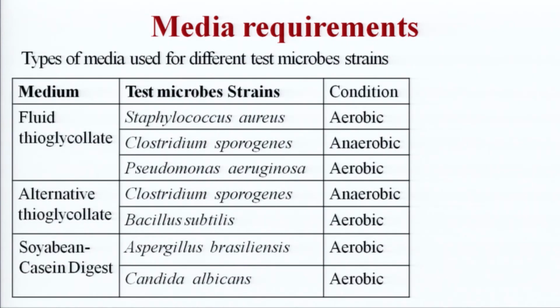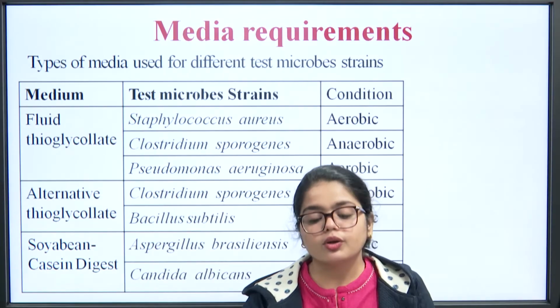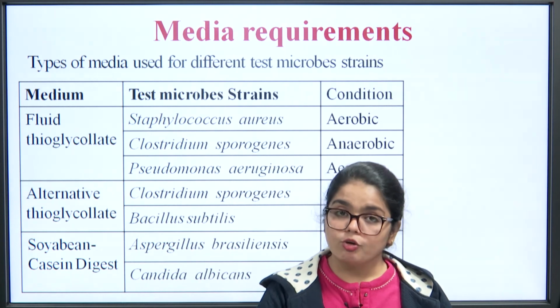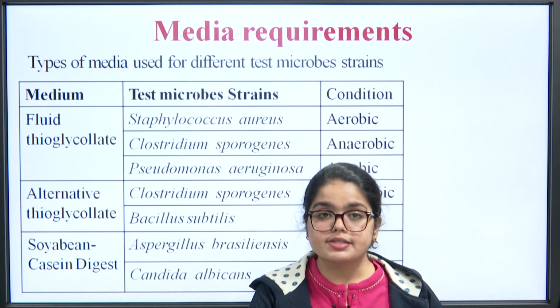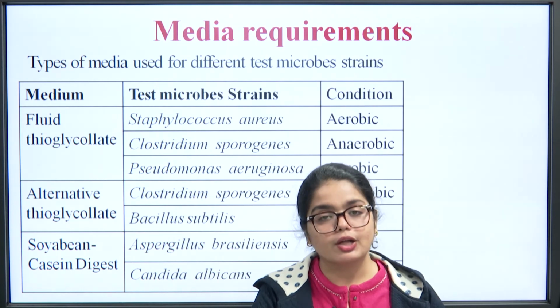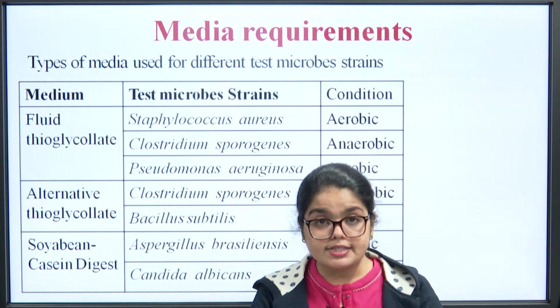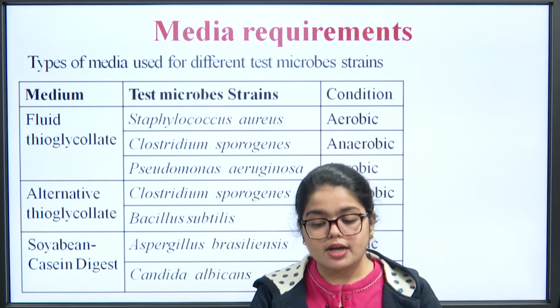Coming to the next slide. These are some examples of particular test microbe strains which are required by particular kinds of media. Like the fluid thioglycolate media, this would allow the culture of Staphylococcus aureus, it is aerobic one. Clostridium sporogenes, it is anaerobic one. Pseudomonas aeruginosa, it is aerobic one. So, since fluid thioglycolate media was showing growth for both aerobic as well as anaerobic, the examples it allows for growth are Staphylococcus aureus, Clostridium sporogenes, which is anaerobic, while Pseudomonas aeruginosa is again aerobic.